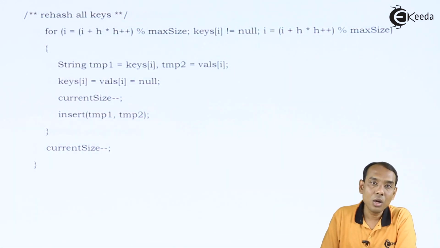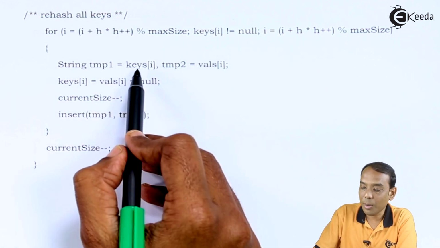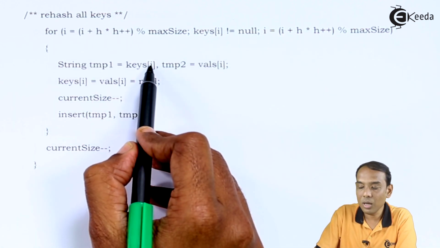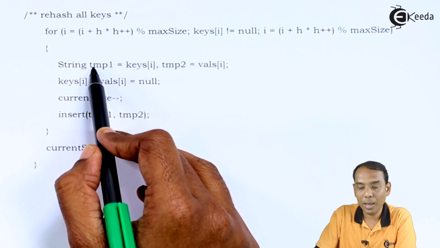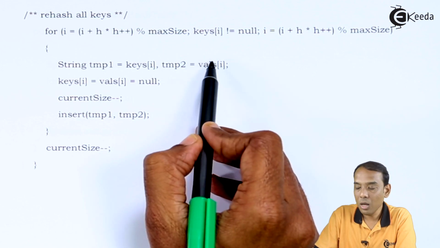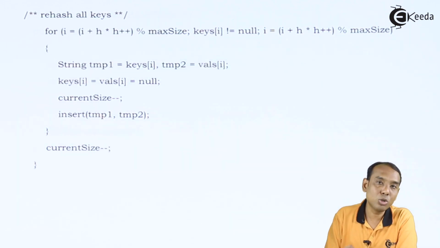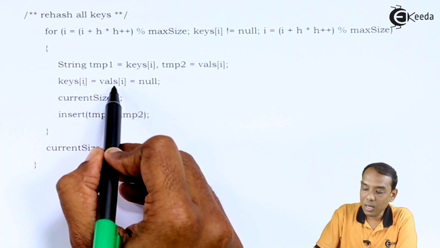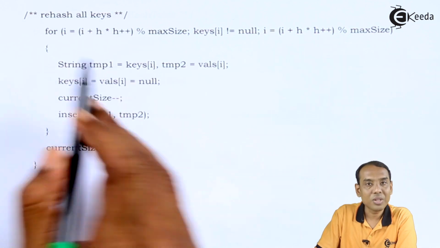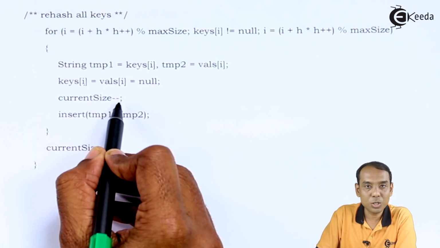Now we will look at the logic to rehash. I take a variable called temp1 in which I am going to store the key at its corresponding location, that is keys[i]. It is transferred to temp1. In a similar pattern, vals[i] is transferred to temp2. Now we will make sure that the keys and values point to null. We write down keys[i] = vals[i] = null. Since we have deleted this one, we need to decrease the size. So we write down currentSize--.